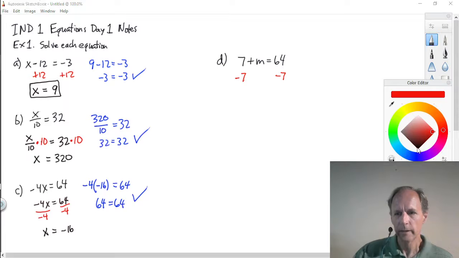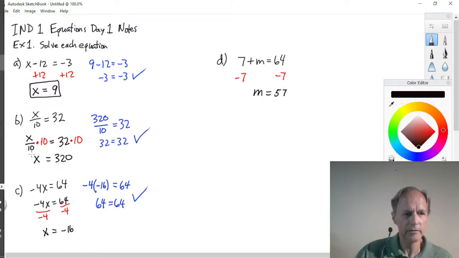So what do we get? On the left, it's just m. On the right, 64 minus 7, that's 57. Okay. Didn't draw a box around these others over here, so let's do that.